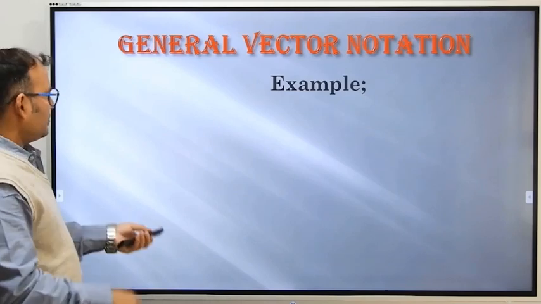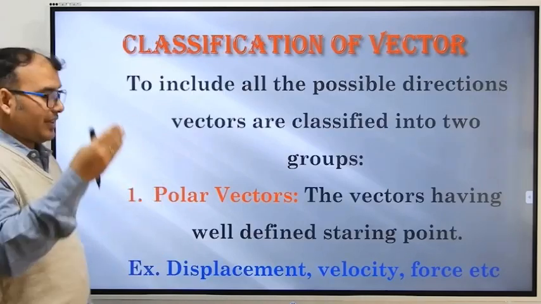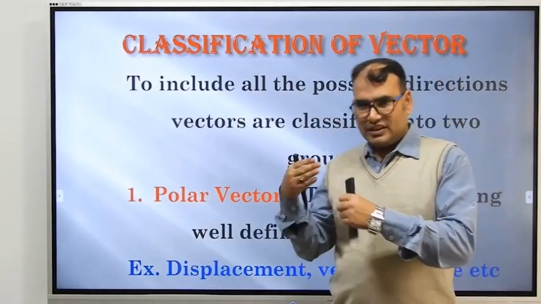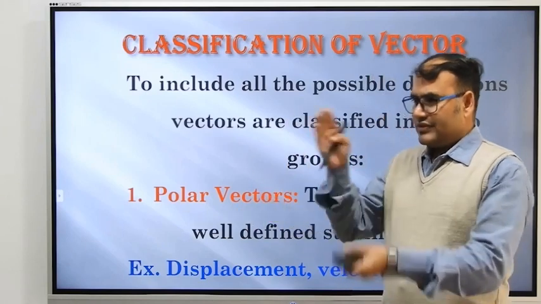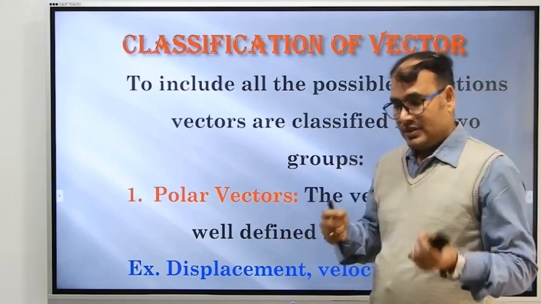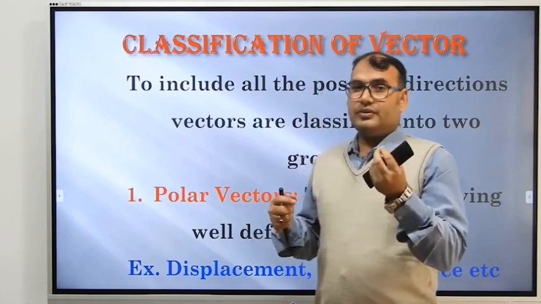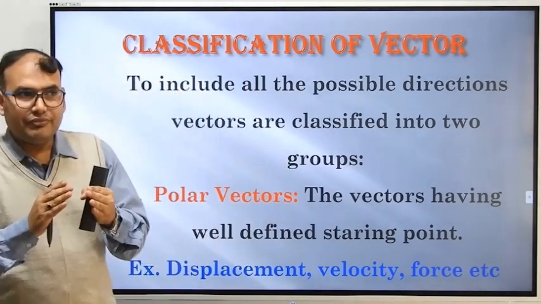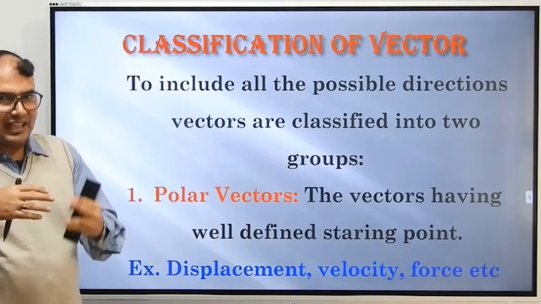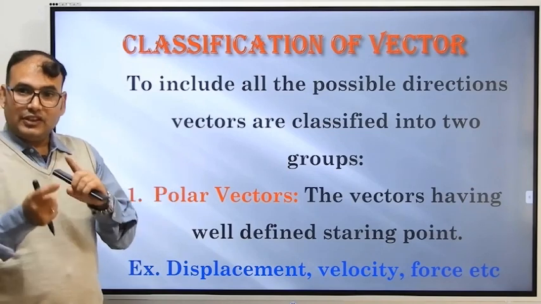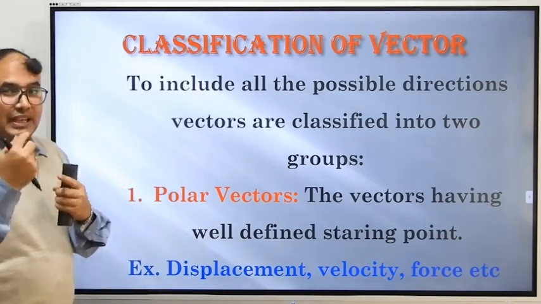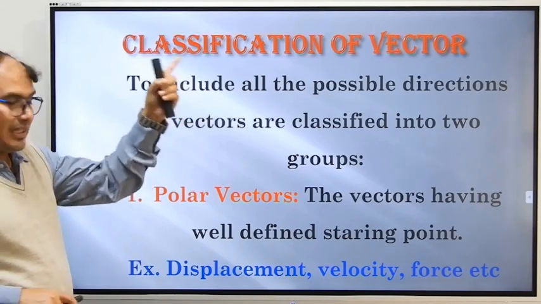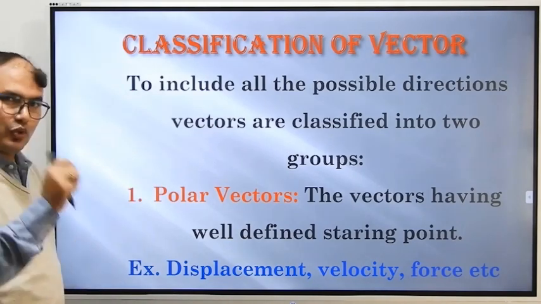This is the representation of any vector quantity. Now, I have given you many examples of that. Now, classification of vector quantities. How many classes of vectors are there? How can we classify vectors into different parts or groups? So, the base of classification of vector is the direction of the vectors. If we want to represent any vector in a specific direction, then on the basis of this direction, it is classified into two groups. So, to include all the possible directions, vectors are classified into two groups.